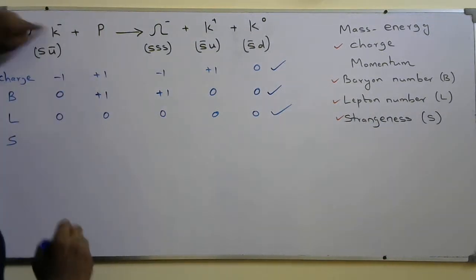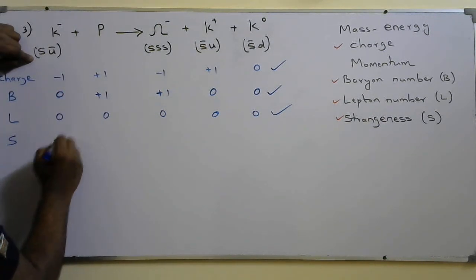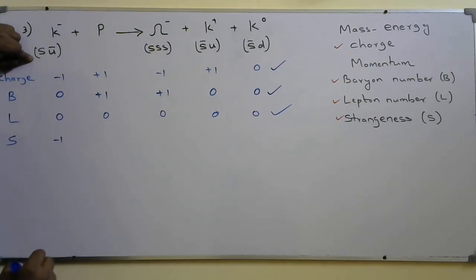Strangeness. K minus has 1 S quark, so minus 1. S quark, strangeness minus 1. Anti-S quark, strangeness plus 1.